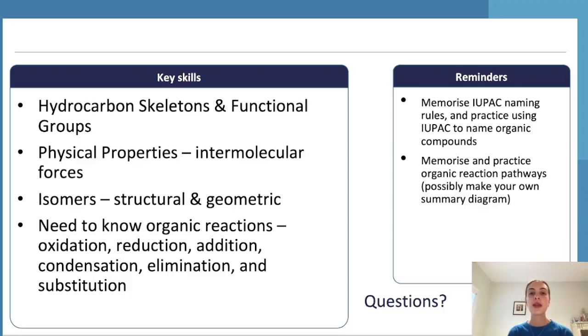And so some important things to take away from this lecture today is that it would be a good idea to memorize the IUPAC naming rules and practice using these rules in order to name organic compounds. And it would also be a good idea to memorize and practice organic reaction pathways. I would recommend doing this by making your own summary diagram like shown in the previous slides from before.